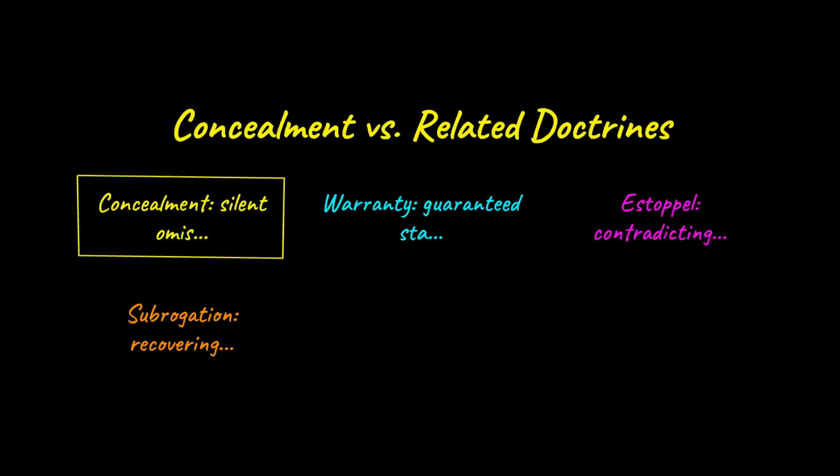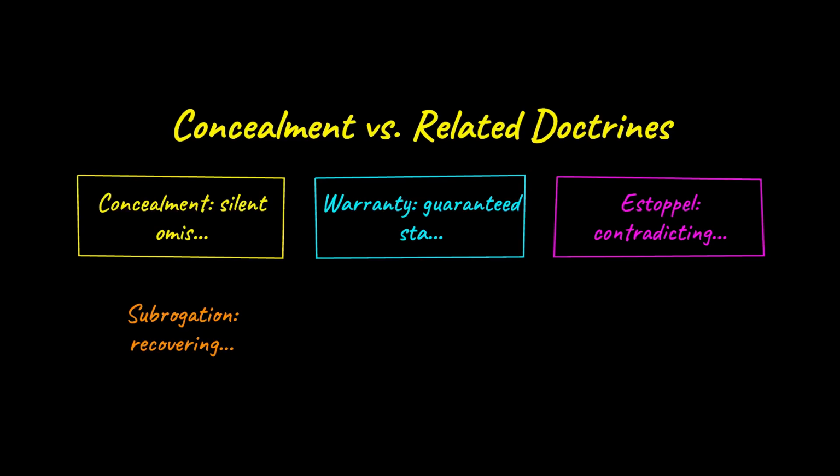The exam contrasts concealment with lookalike doctrines. A warranty is a guaranteed statement made part of the contract. Estoppel bars contradicting one's own prior conduct. Subrogation lets an insurer recover from a third party after paying a claim. Only concealment names the neglect to communicate a known material fact. On the exam, the signal is silence about something known and material, a failure to communicate rather than a false statement. That is concealment, and California treats it as a wrong every bit as serious as a lie.